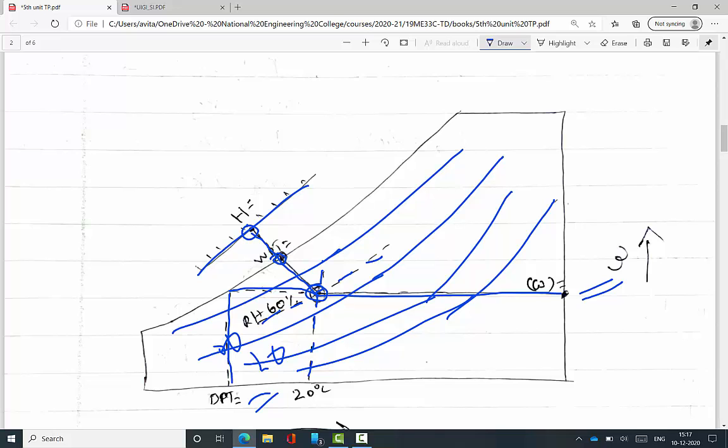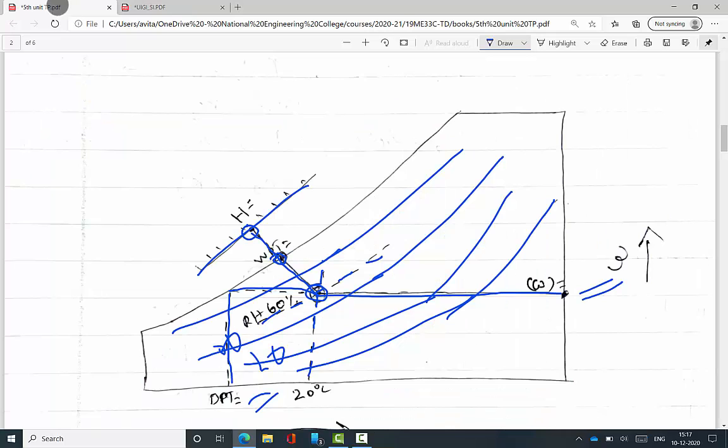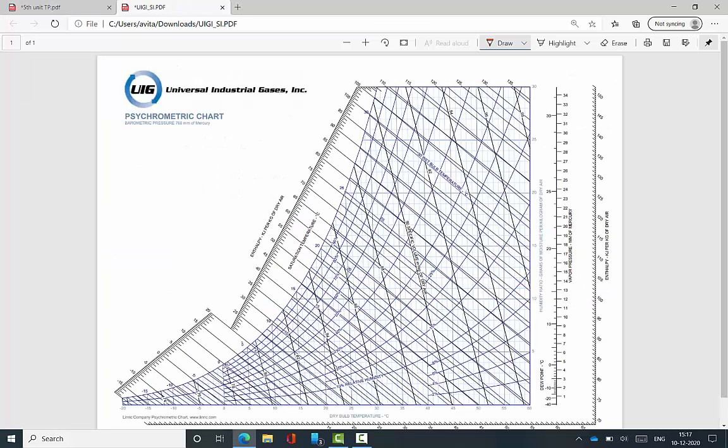Once again, this is the psychrometric chart. The given values are 20 degrees Celsius, therefore from 20 degrees Celsius I draw one vertical line. The remaining value is 60% relative humidity, and the 60% relative humidity curve is this. Therefore, I get an intersection point.